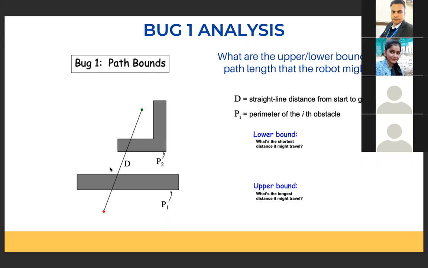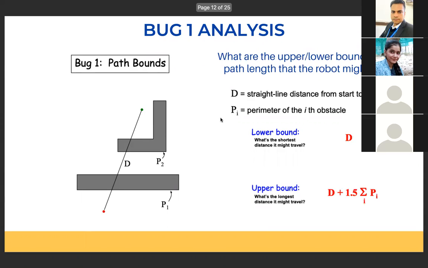Okay, I'll simplify it further. The lower bound is basically from start to goal. We can say that there are no obstacles. It will go directly from start to goal. It doesn't hit any obstacle in between. So the least distance it should travel is distance D, right? And then what could be the upper bound on this? Okay, let's discuss this. I'll move to the next slide.